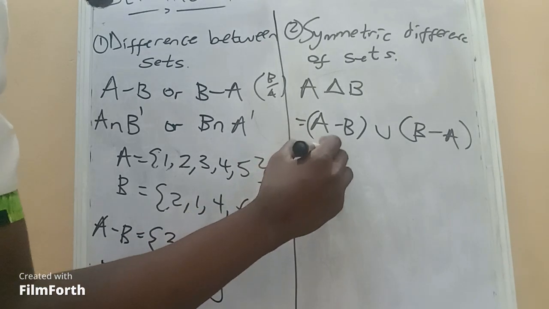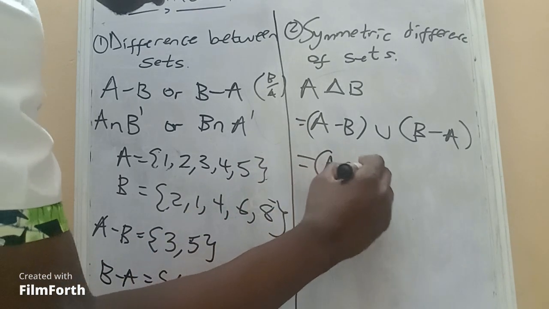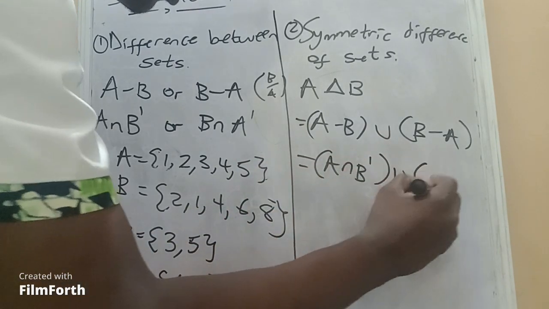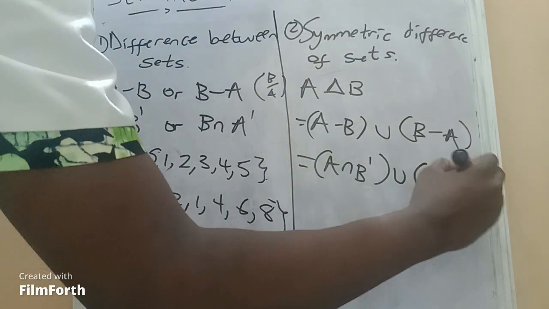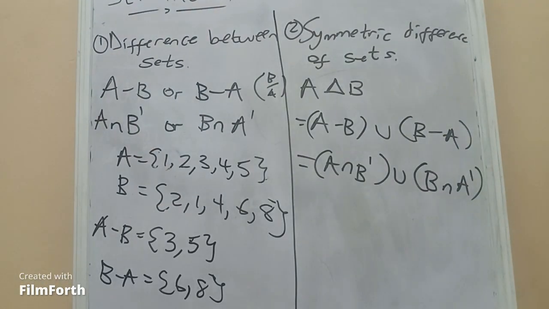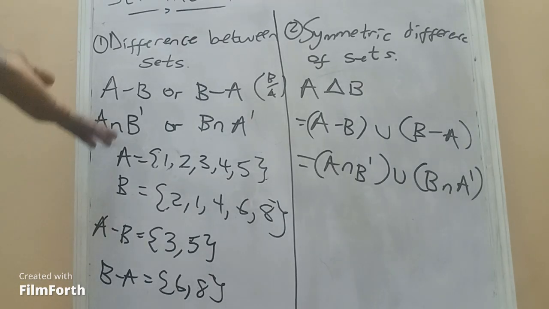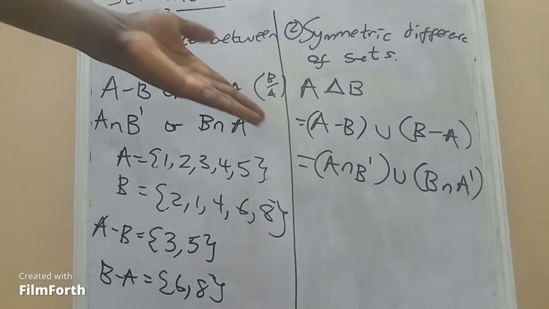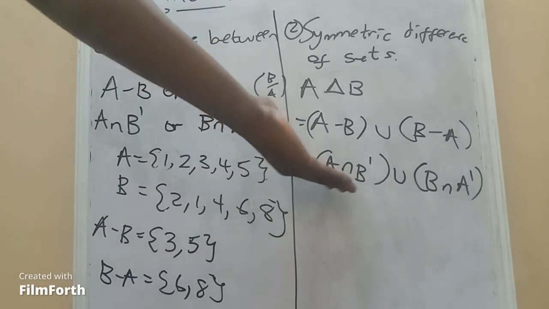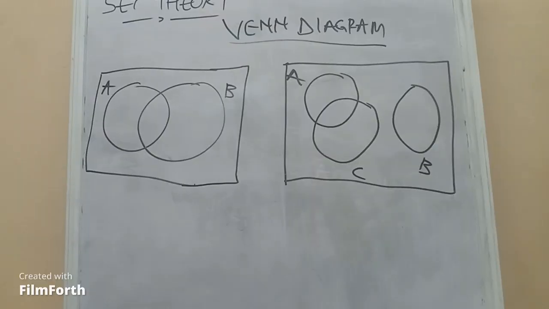Then you either see it as A intersection B complement union B intersection A complement. I hope you understand what I've written. So you can try this particular question with a universal set of 1 to 10. Then you can try out this formula, moving on to the Venn diagram. Now this is how Venn diagrams look like.